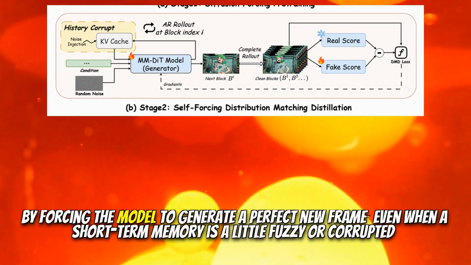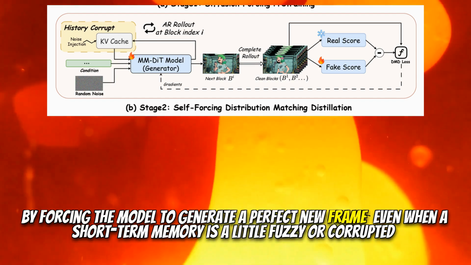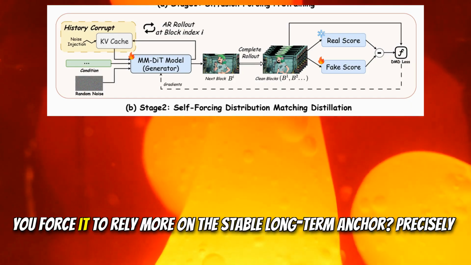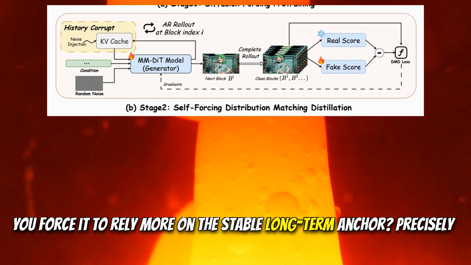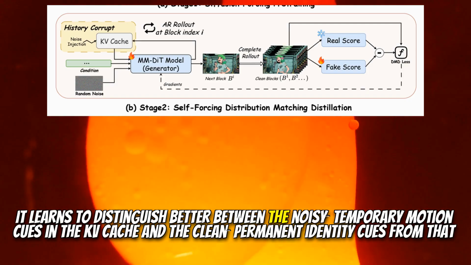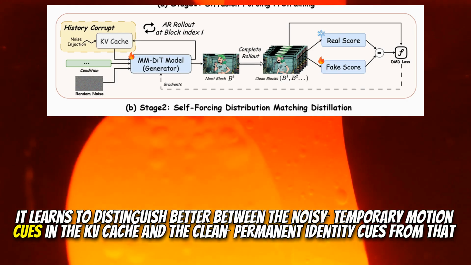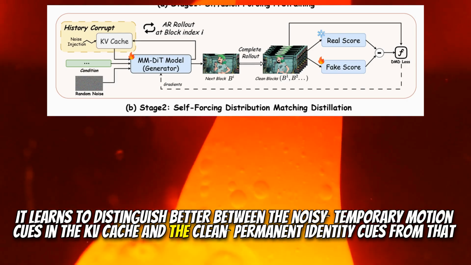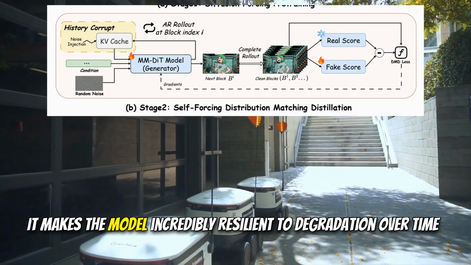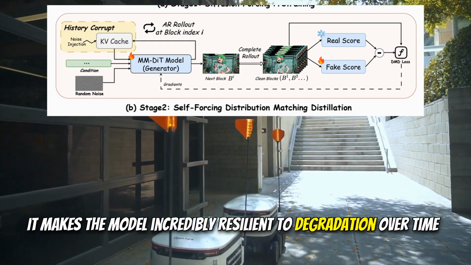By forcing the model to generate a perfect new frame, even when its short-term memory is a little fuzzy or corrupted, you force it to rely more on the stable, long-term anchor? Precisely. It learns to distinguish better between the noisy, temporary motion cues in the KV cache and the clean, permanent identity cues from that sync frame. It makes the model incredibly resilient to degradation over time.